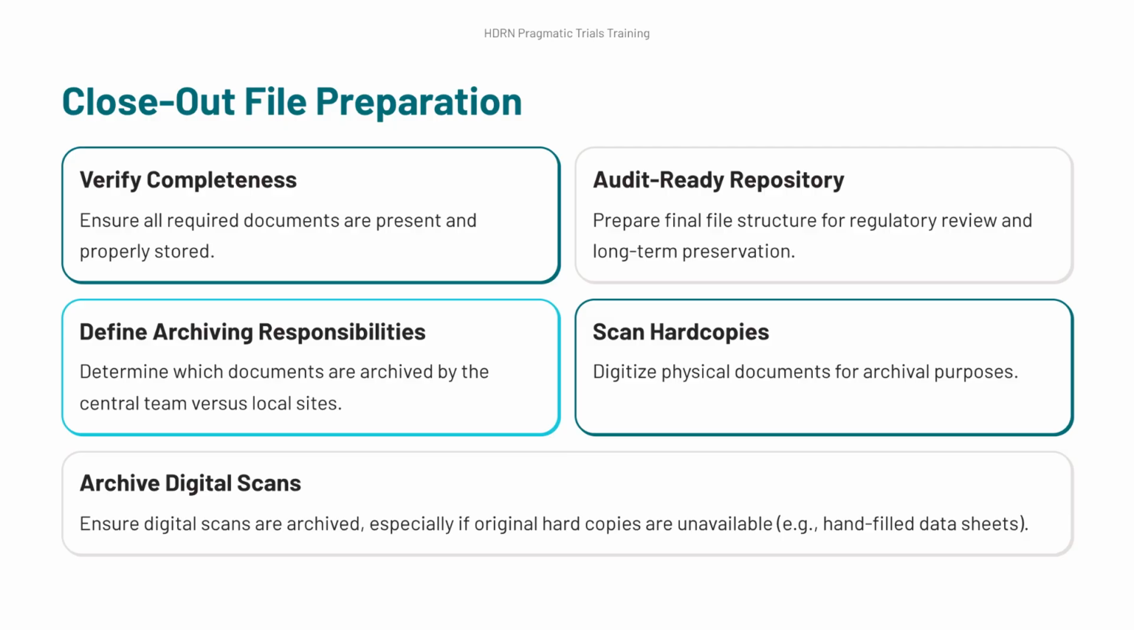Closeout file preparation is about confirming that the trial record is complete, accurate, and ready for long-term preservation. That starts with verifying all required documents are present and correctly filed, then preparing an audit-ready repository for regulatory review. Clear archiving responsibilities between the central team and sites prevent gaps, while scanning hard copies and securely archiving digital versions ensures nothing is lost. A clean, well-organized file system makes closeout faster, lower risk, and far less stressful.